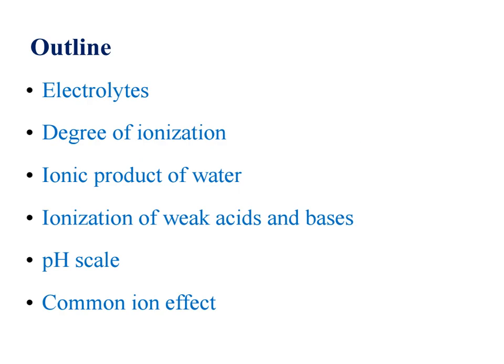In this topic you are going to learn what are electrolytes, degree of ionization, and factors affecting degree of ionization, ionic product of water, ionization of weak acid and weak bases, pH scale, and lastly we focus on common ion effect. These are all topics which are present in ionic equilibria 1. Let's move on to topic first, electrolytes.